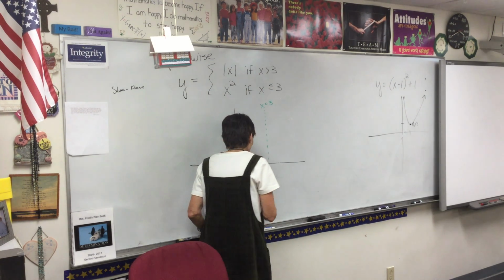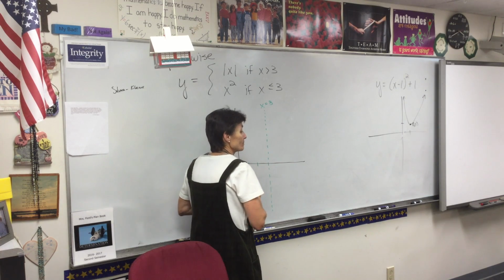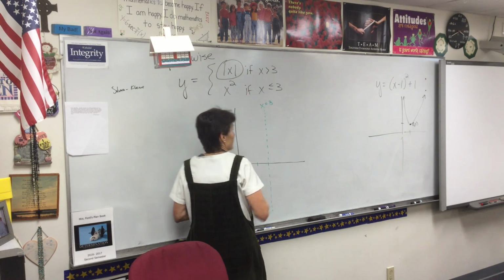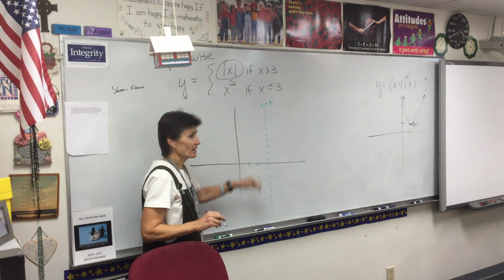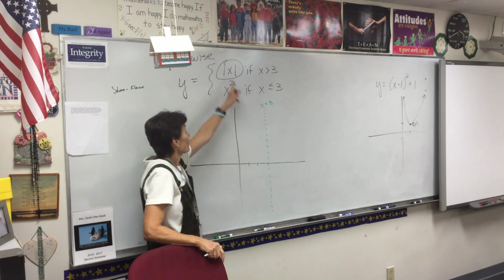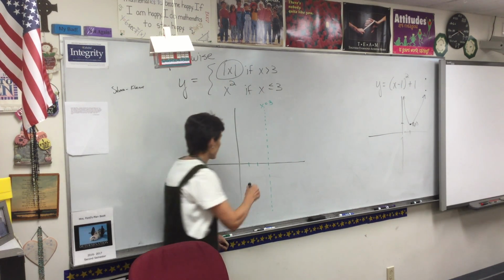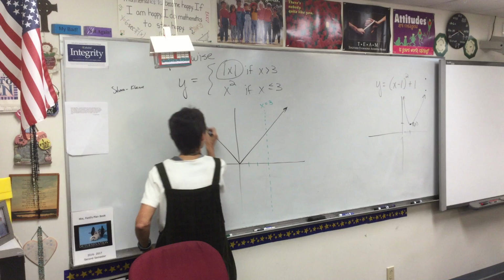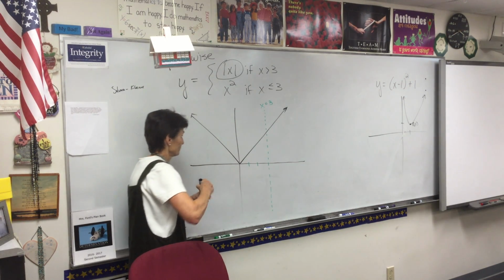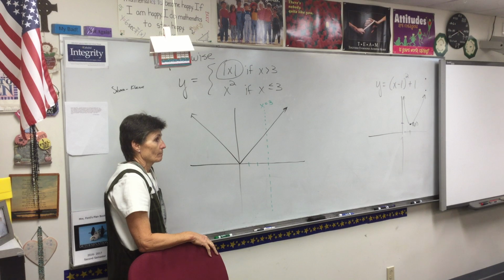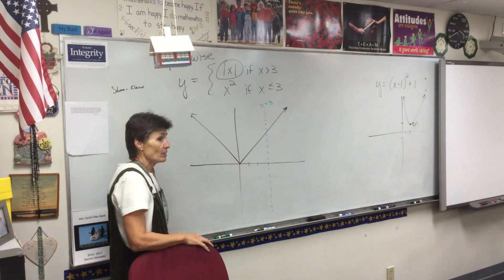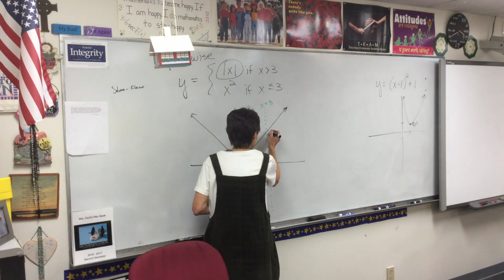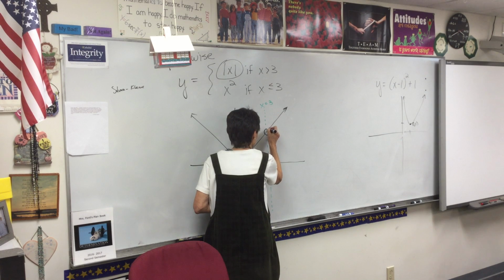Okay? Now I want you to forget about that for a minute. And I want you to sketch this right here. So just forget about that green line and sketch that. What does that look like? That looks like a V. I'm going to draw in my V. Now, do you see the V crosses that dashed line? So at that point where it crosses, I'm going to put an open circle.